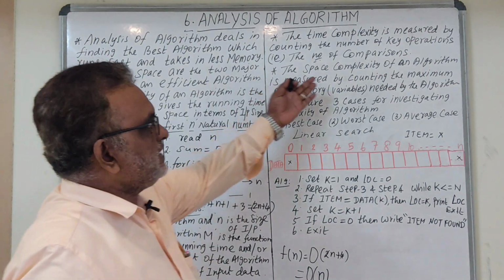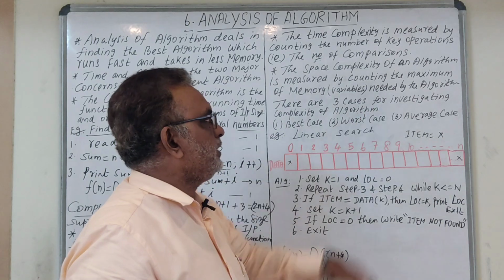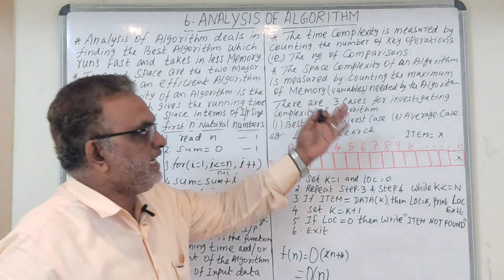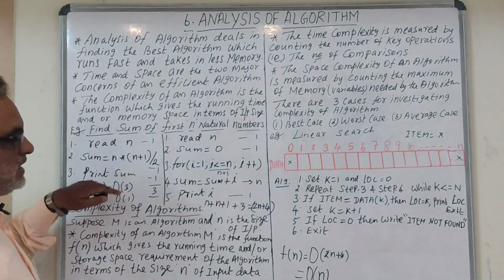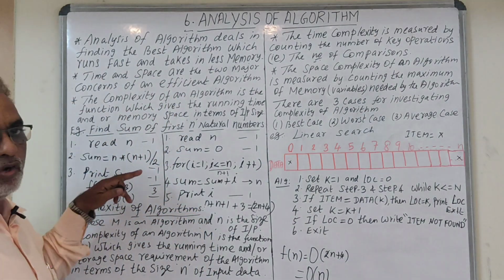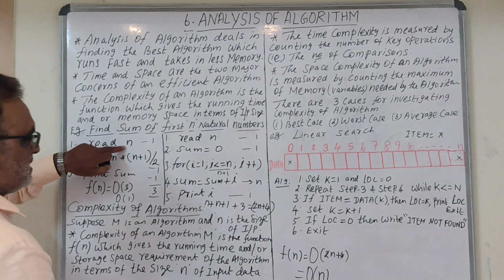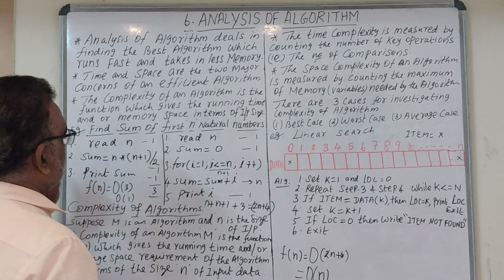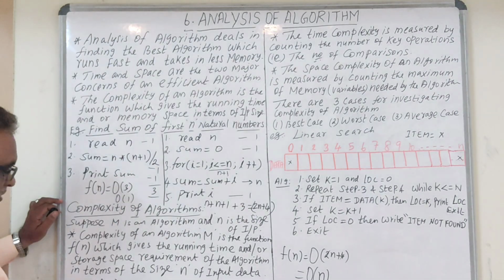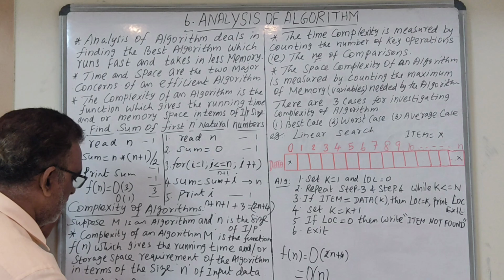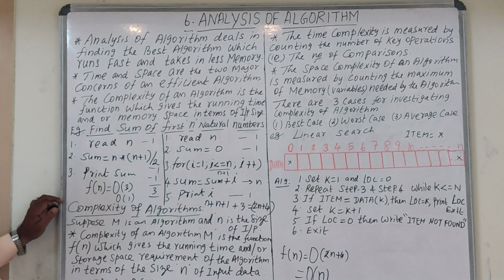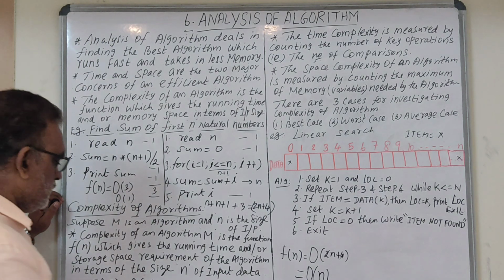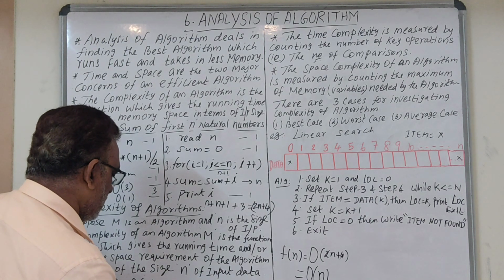Similarly, the space complexity of an algorithm is measured by counting the maximum memory, that is the variables, needed by the algorithm. So how many variables are required in this algorithm, that we have to count. Here n is a variable and s is a variable. N and s, these are the two variables. This space of n can be written as order of 2. We have only two variables, n and s. Okay. So again this is simplified as order of 1.